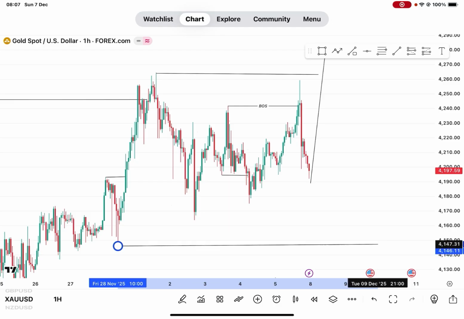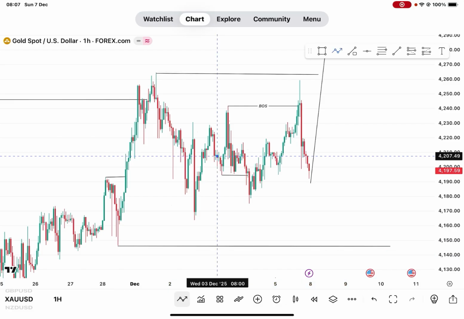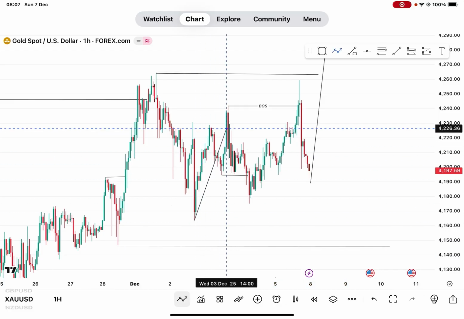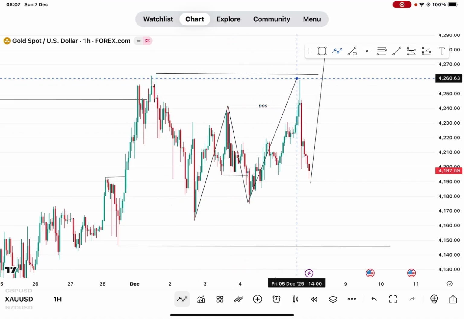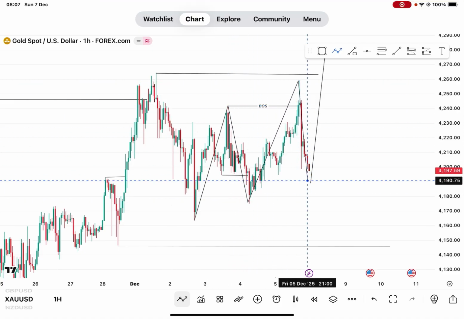You can see gold did not take out this strong low in our 1-hour time frame. Gold did not take out this strong low before making a new push. You can see a break of structure, a retracement, another break of structure, another retracement. And what will we be expecting now after this retracement?